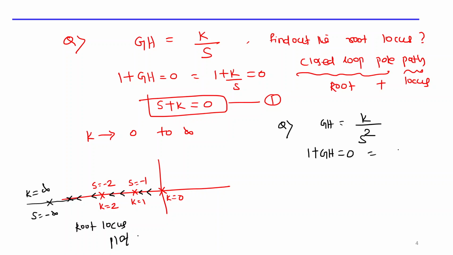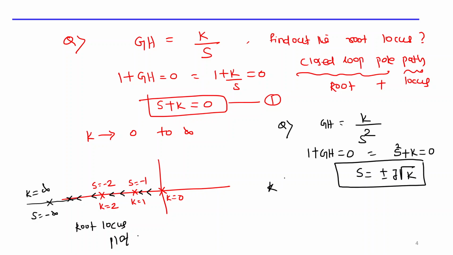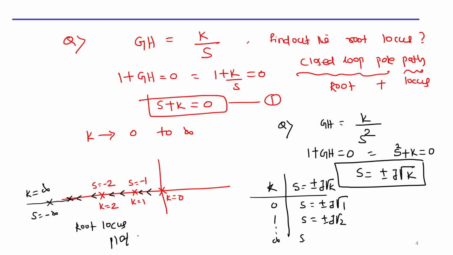It means s square plus k equal to 0. So your s equal to plus minus j root k. Okay, these are your closed loop pole locations. So now you vary k from 0 to infinity, and s equal to plus minus j root k. Put the value of k as 0 here, and you will get s equal to 0. For k equal to 1, s equal to plus minus j root 1. Again for k equal to 2, s equal to plus minus j root 2. Again up to infinity you vary your k, so you get s equal to plus minus j root infinity.